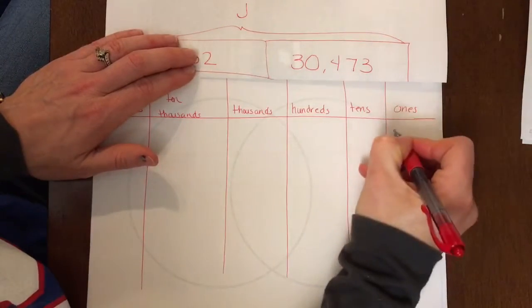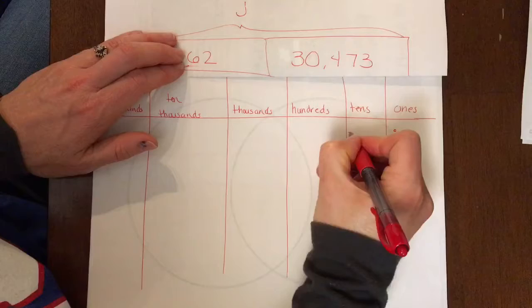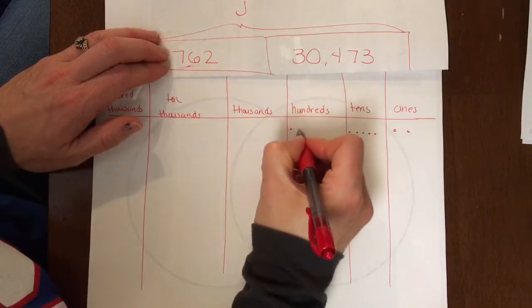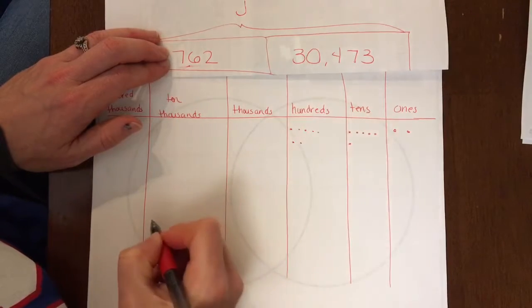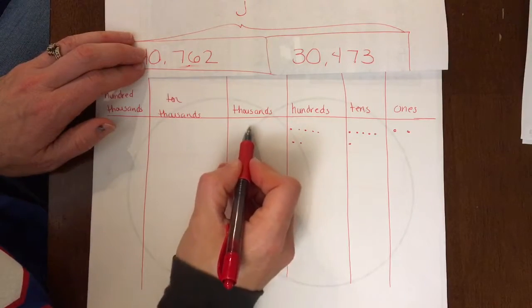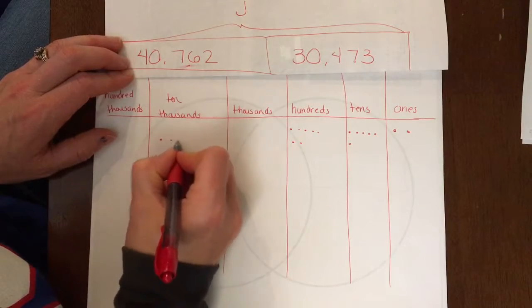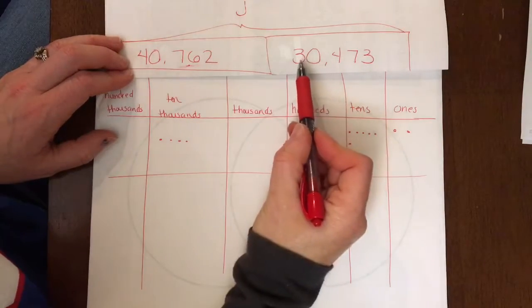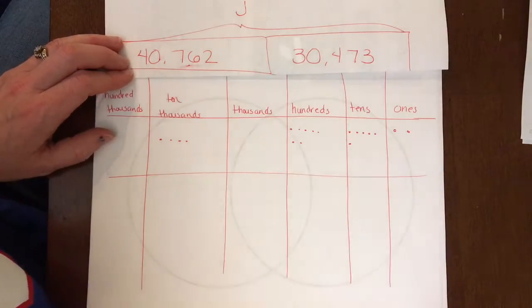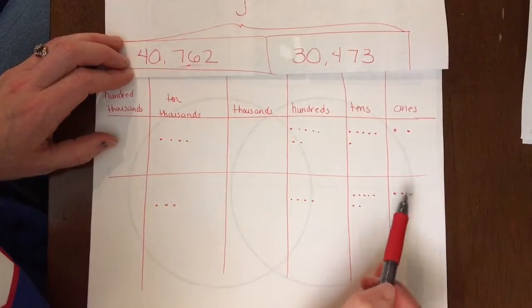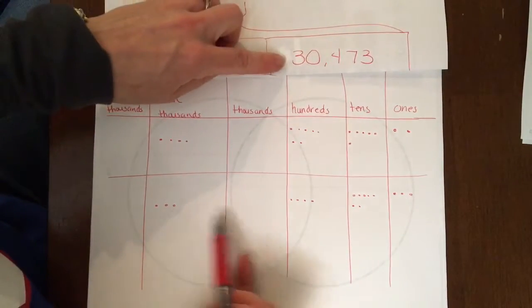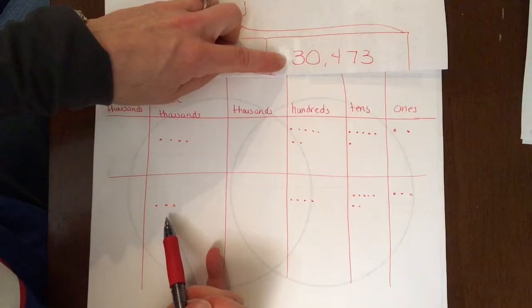I have 2 ones, 1, 2. I have 6 tens, 1, 2, 3, 4, 5, 6 tens. I have 7 hundreds, 1, 2, 3, 4, 5, 6, 7 hundreds. I have 0 thousands, so I'm going to skip it. And I have 4 10,000s. I'm going to draw a line across. Go ahead and plot 30,473. Pause while you do it. I'm hopeful you had 3 ones, 7 tens, 4 hundreds, no thousands, and 3 10,000s.